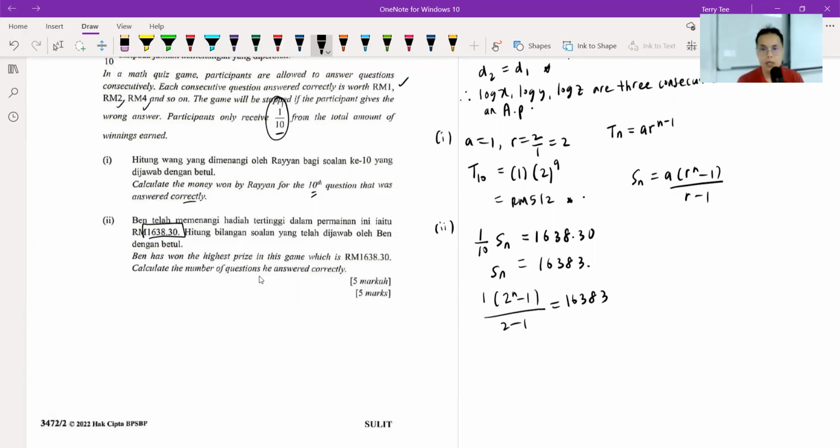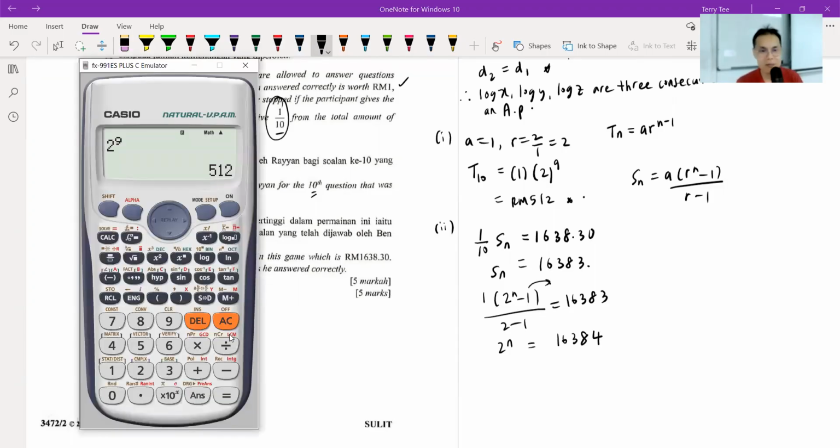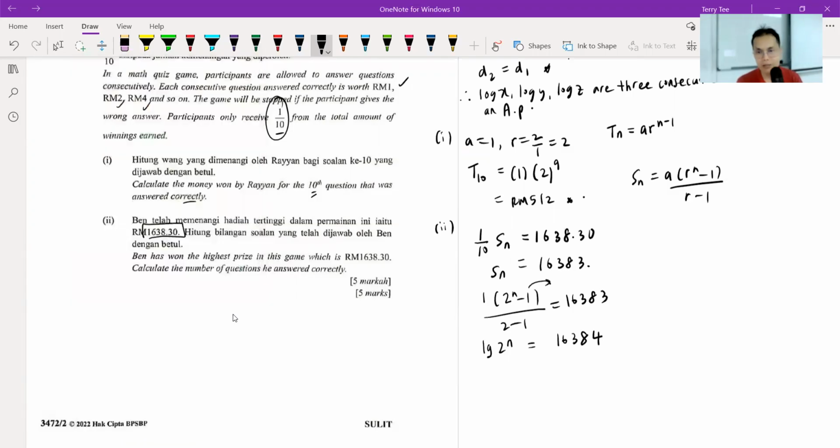equals 16383. Okay, to find the value of n, we know this is 2 to the power n. 2 minus 1 is 1, so no difference. So I just have to bring the 1 over to the right. So 16383 plus 1 becomes 16384. To solve for this, you can actually use trial and error, but sometimes trial and error will take a long time. 2 to the power what? Maybe 10, maybe 11. Yeah, if you try one by one, or you can just use logarithm.